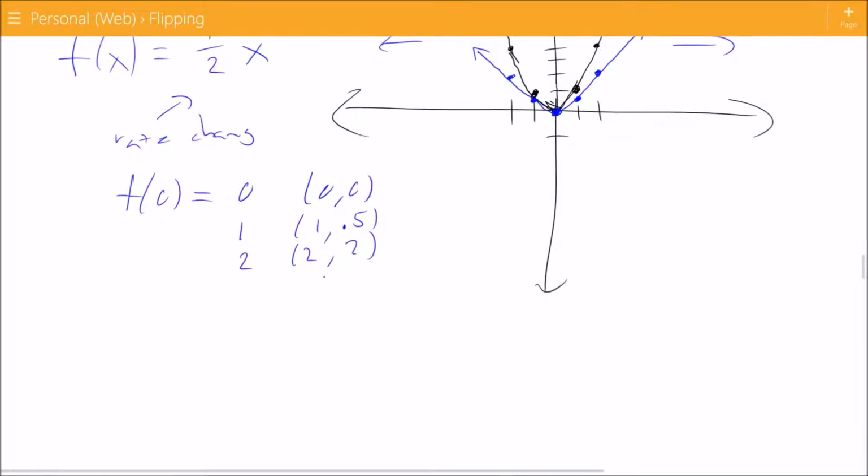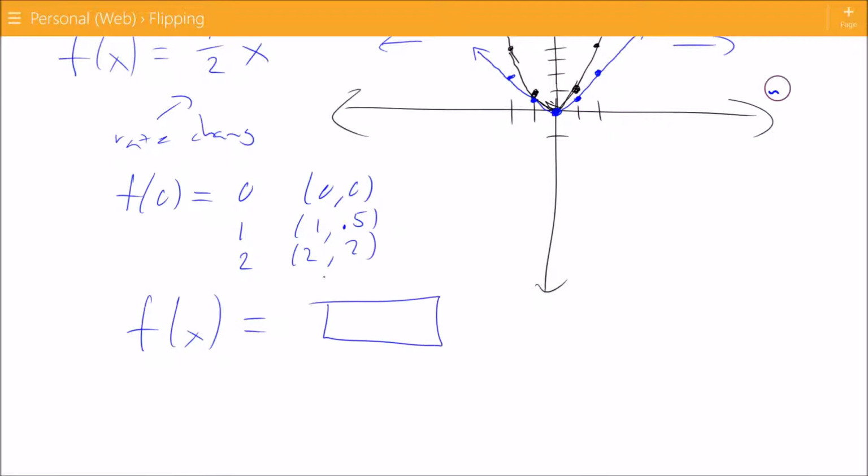Now the secret recipe for this is you take your function f of x equals, there's your representative of what your normal function is, times b.